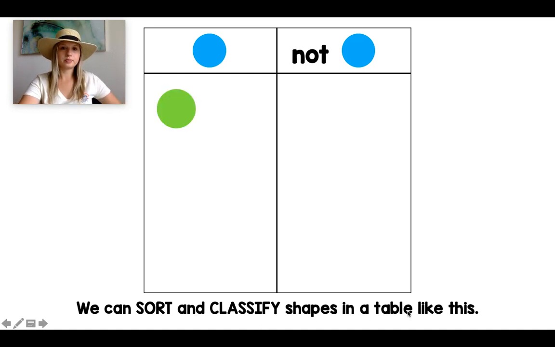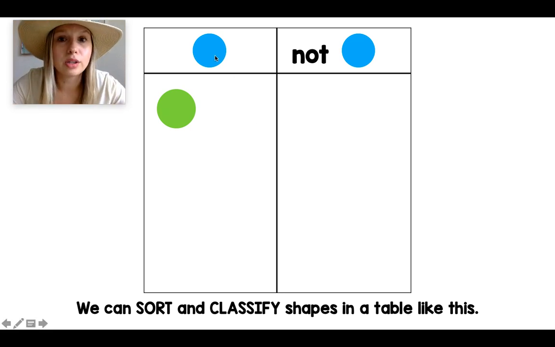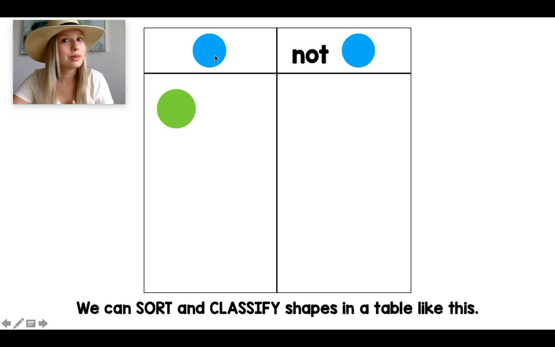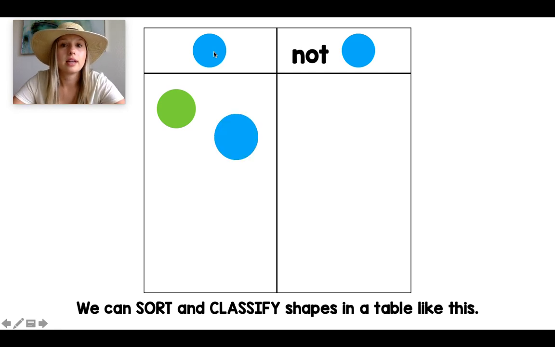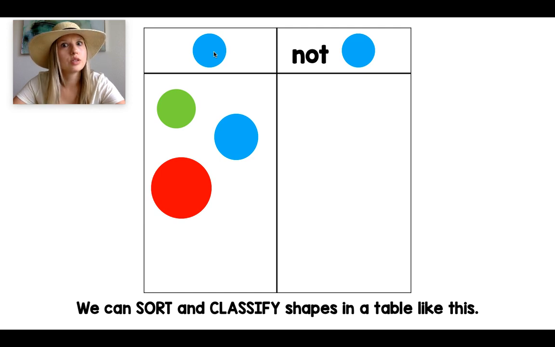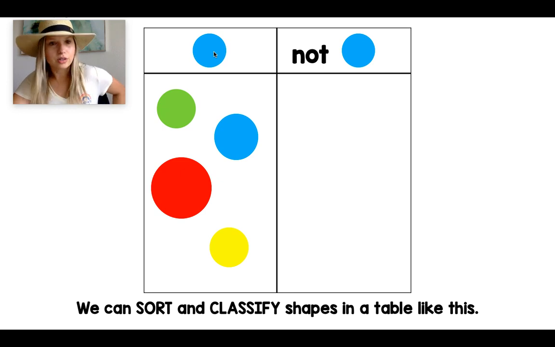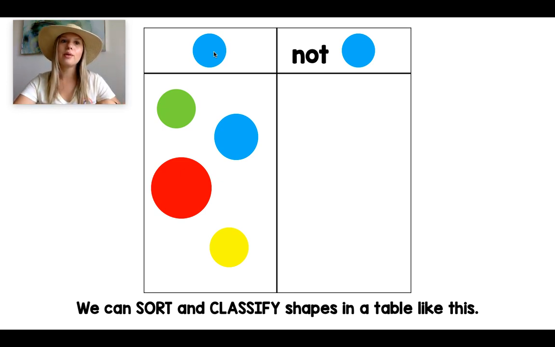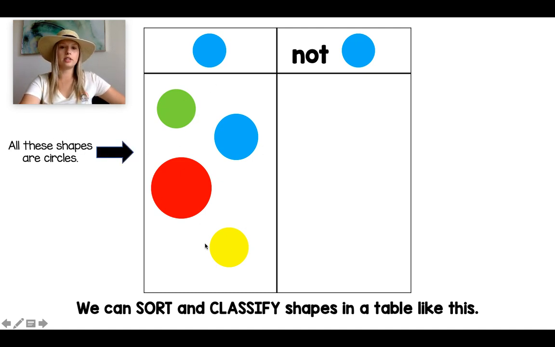Let's see. Is that a circle? Yes. Wait, Miss Paulino, it's not blue. That's okay, I said. We're not worried about colors today. We're worried about the shape. This is a circle, so it can go with the circle. Is that a circle? Yep, that's why it's in the circle side. That's a circle, but that's red. That's okay, we're not worried about colors today. That's a circle, that's yellow. That's okay. We're worried about the shapes, as long as they're all circles. All these shapes on this side are circles.